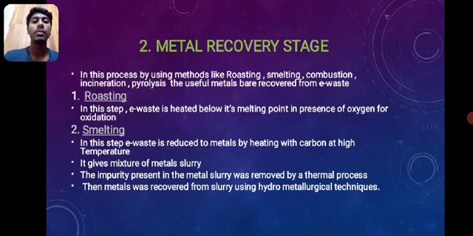The second step is melting. In this step, e-waste is reduced to metals by heating with carbon at high temperature. It gives a mixture of metal slurry. The impurities present in the metal slurry are removed by thermal processes. Then metals are recovered from the slurry using hydrometallurgical techniques.